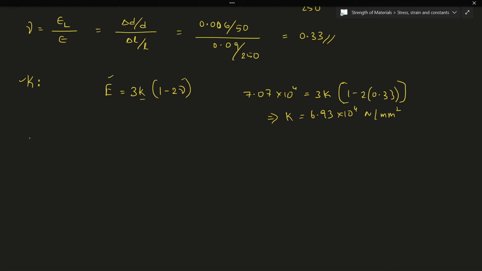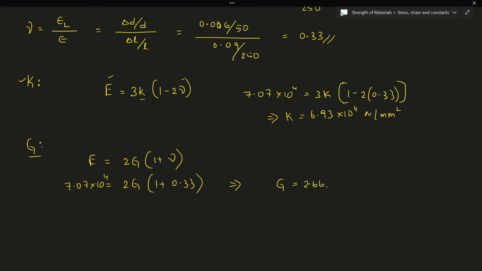Okay, so the next is the rigidity modulus or the shear modulus G. Again there is a relation which equates the elastic modulus and the shear modulus, which is given as E is equal to 2G into 1 plus nu. Now if I substitute again, E is 7.07 into 10 to the power of 4, equal to 2G, I don't know the value of G, into 1 plus 0.33. If I simplify this, G would be equal to 2.66 into 10 to the power of 4 Newton per mm square.